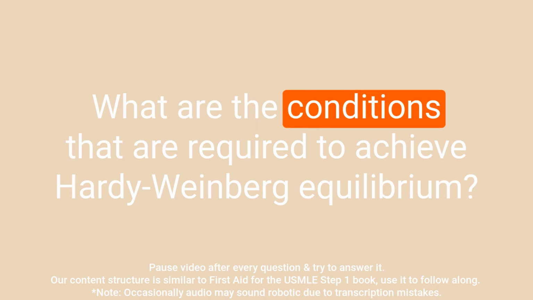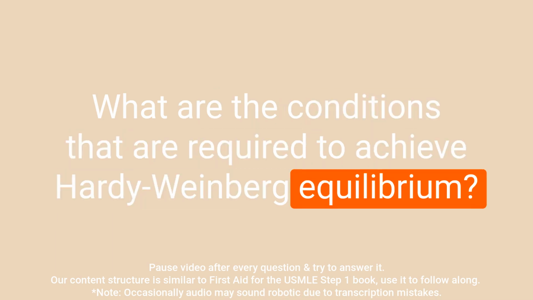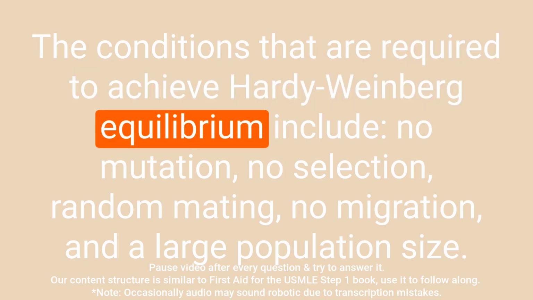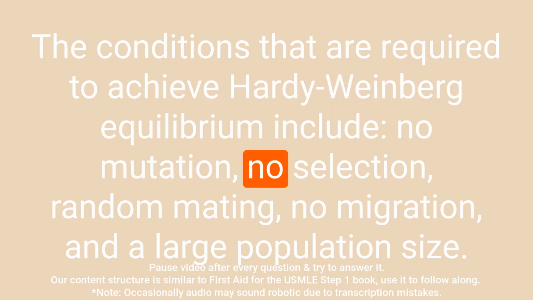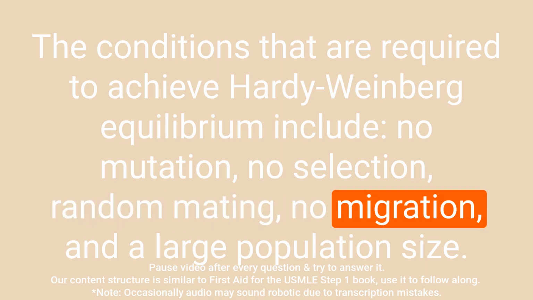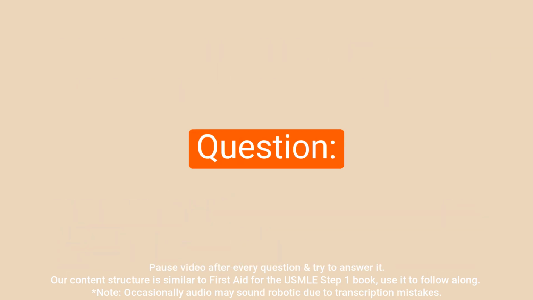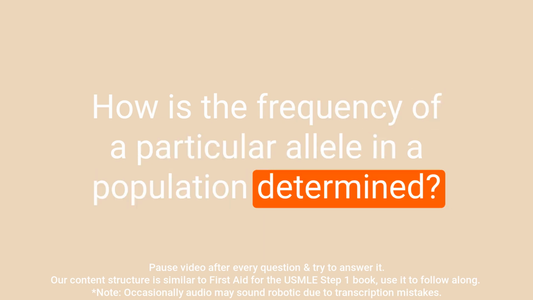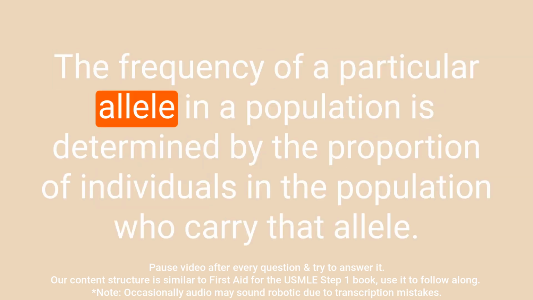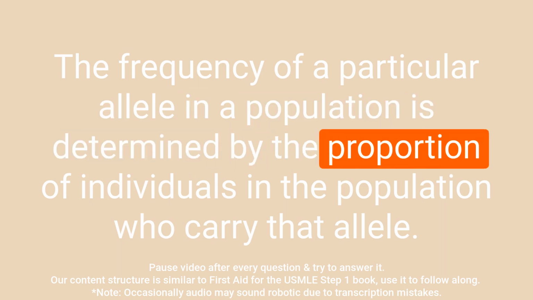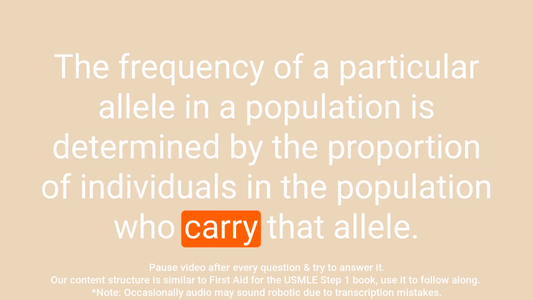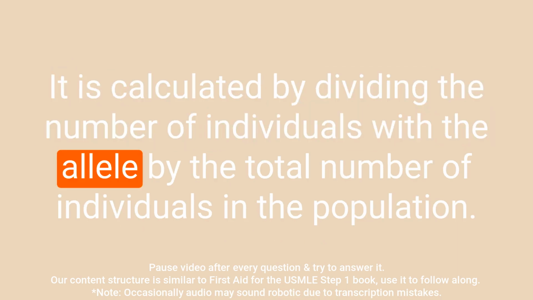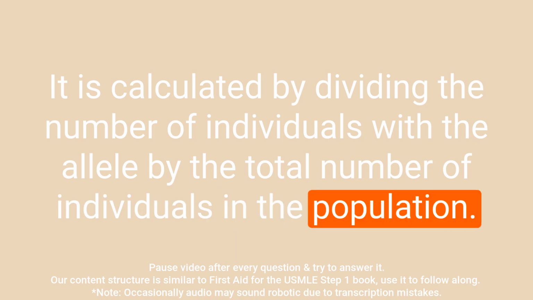Question: what are the conditions that are required to achieve Hardy-Weinberg equilibrium? Answer: the conditions that are required to achieve Hardy-Weinberg equilibrium include no mutation, no selection, random mating, no migration, and a large population size. Question: how is the frequency of a particular allele in a population determined? Answer: the frequency of a particular allele in a population is determined by the proportion of individuals in the population who carry that allele. It is calculated by dividing the number of individuals with the allele by the total number of individuals in the population.